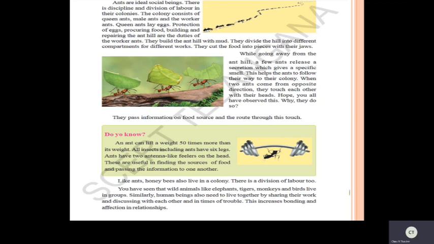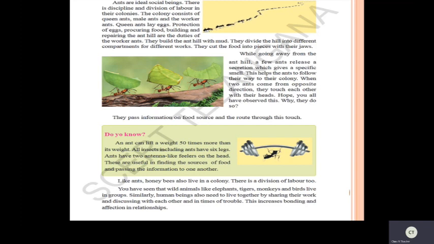Similarly, human beings also need to live together by sharing their works and discussing with each other in times of trouble. Yes, children, we have to learn this from animals and insects. What do we have to learn? We have to live together and share with each other in times of trouble. Yes, children, in times of trouble, we have to help each other so that we can live happily.